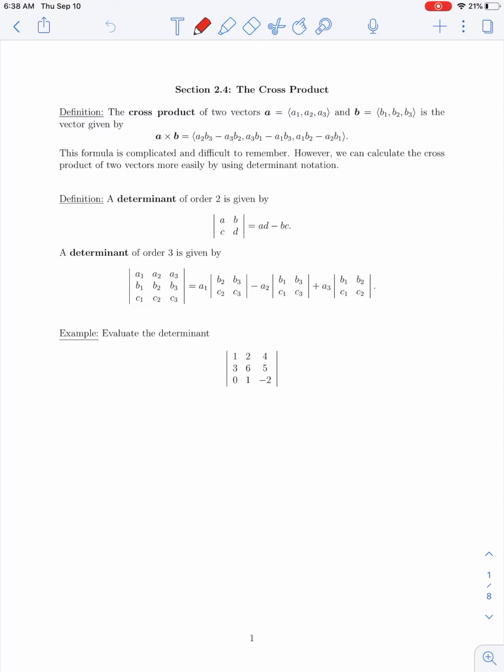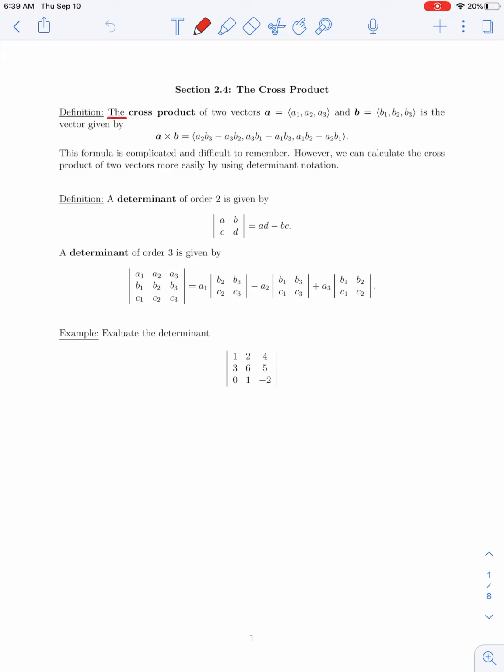Okay, in this lecture we're going to cover the first part of our section 2.4 material on the cross product. Now in the last section we had said for vectors we can define a product known as the dot product which gives us a scalar. And in this section we're going to talk about another type of product of two vectors in 3 dimensions called the cross product which will give us a vector. So let's define this cross product.